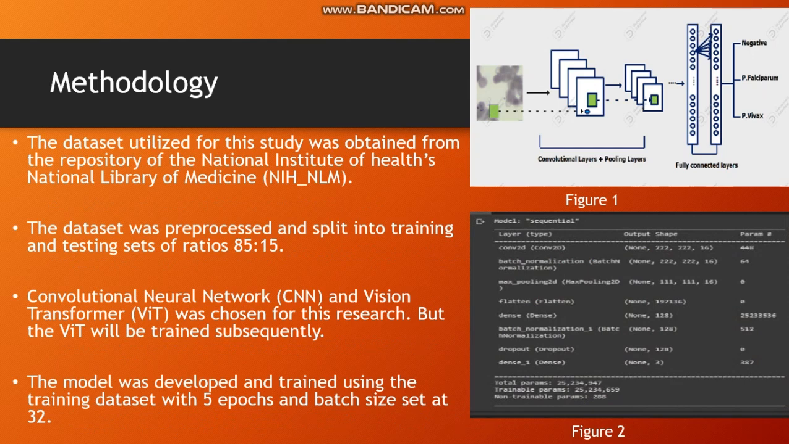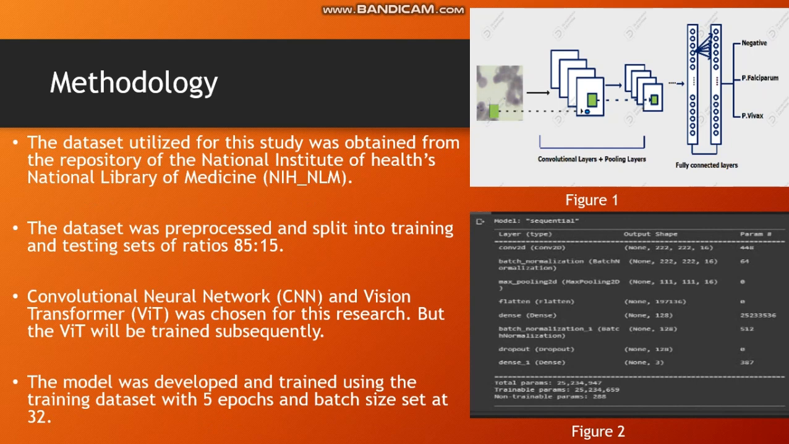The methodology. The dataset utilized for this study was obtained from the repository of the National Institutes of Health's National Library of Medicine. It consists of 7,594 images of both thick and thin smears. 2,750 of them were uninfected and 4,844 were infected with P. falciparum and P. vivax malaria parasites.